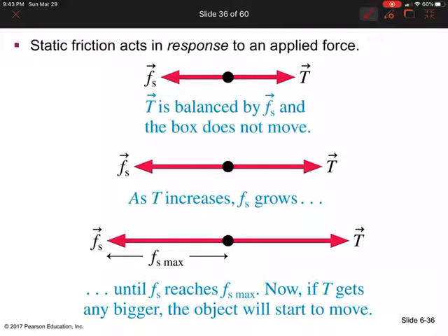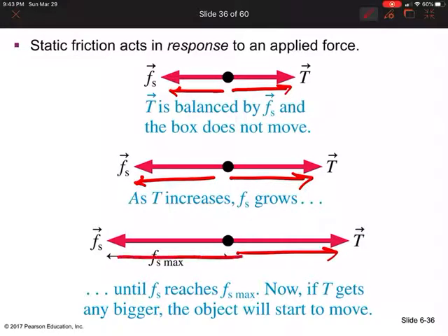And this is showing that it can increase. Okay, so the tension is up here. These are even in all cases, but it's pulling a little. Here it's pulling a little bit more, depending on how much static friction there is, and then it gets to the max. And once it reaches that frictional max, if the tension gets any bigger at all, then the object will start to move.